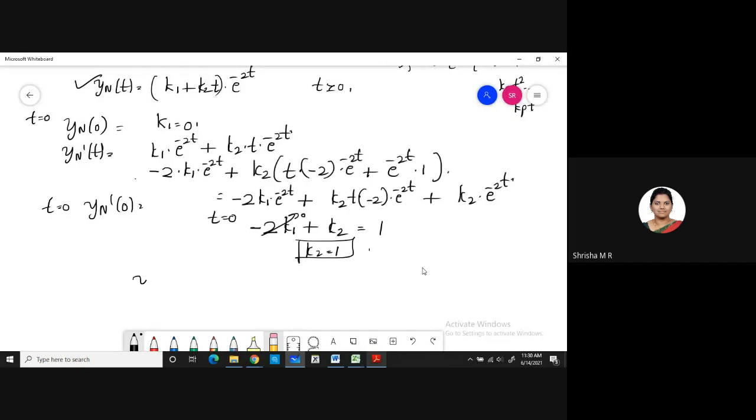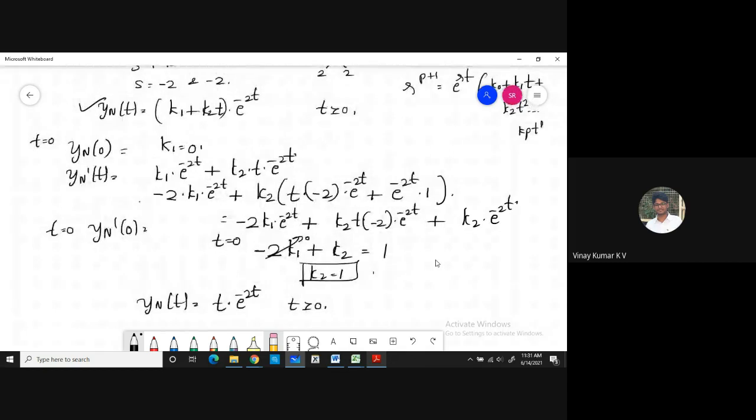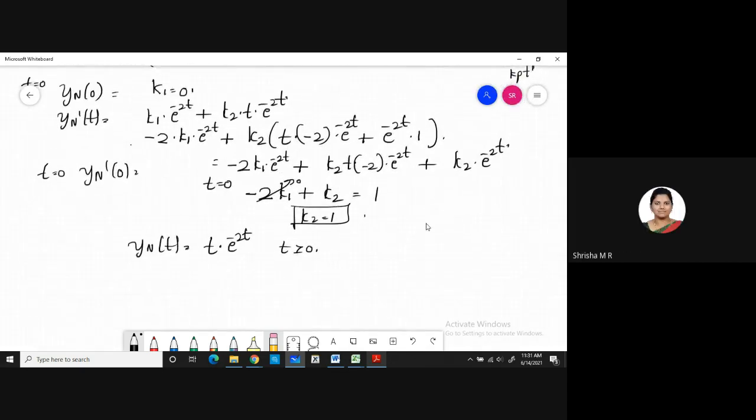So what will be your natural response, yn of t? It will be t into e power minus 2t for t greater than or equal to 0. Got it, everyone? Is it clear? Yes, ma'am. Now the natural response is done. So now you try to find the particular response.